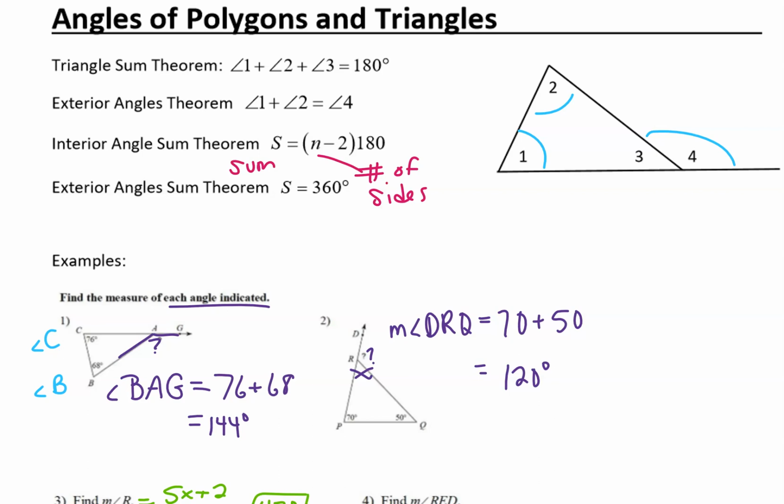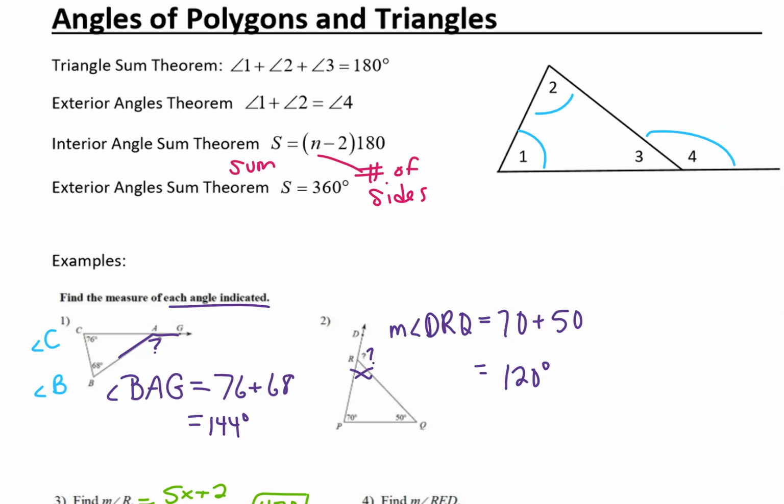Yes? So do the first 2 only work for triangles, and then the next one only works for not triangles? It also does work for triangles. It just seems silly to do it for a triangle, but yes. Yeah, the first 2 only work for triangles. And then this one we really use for everything else.